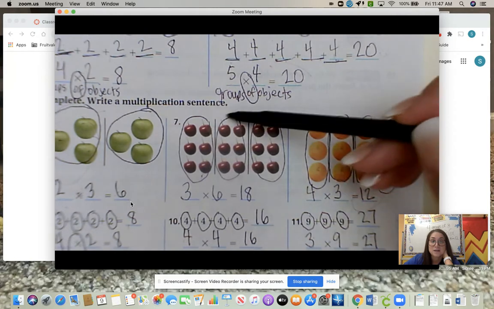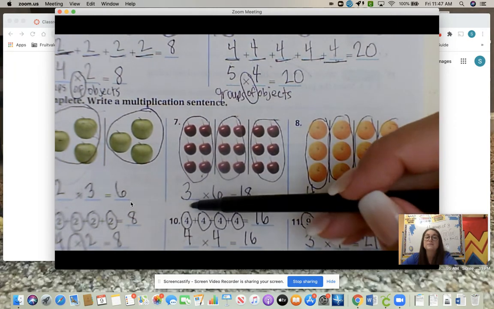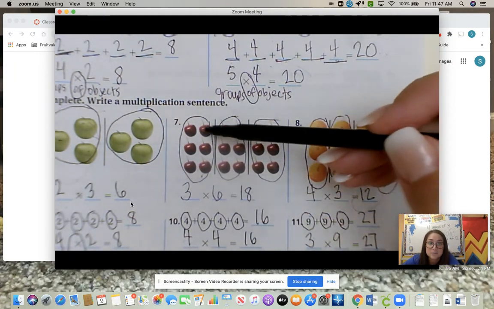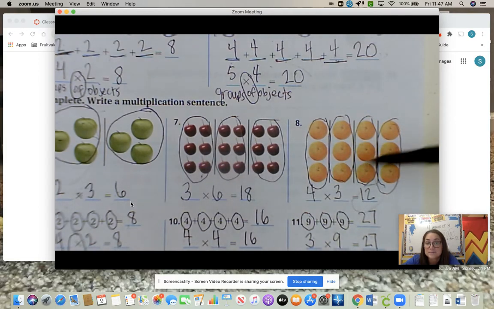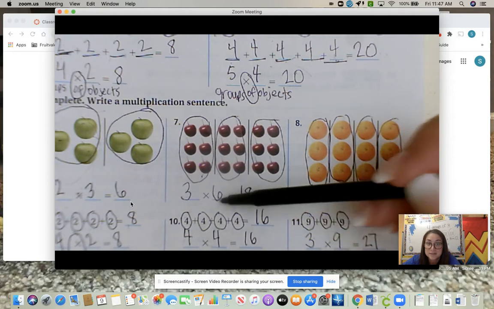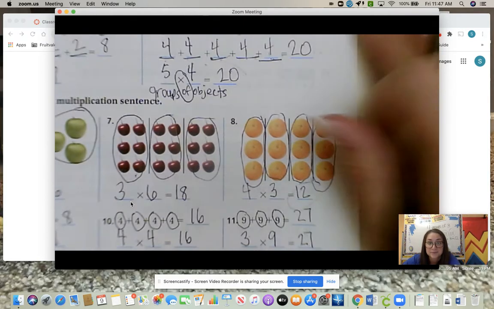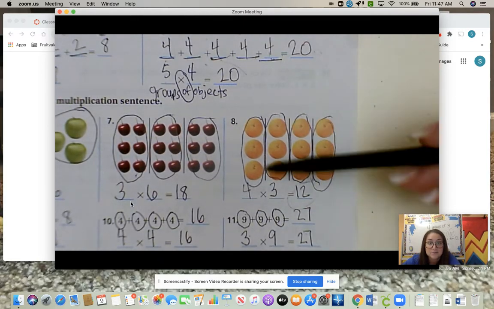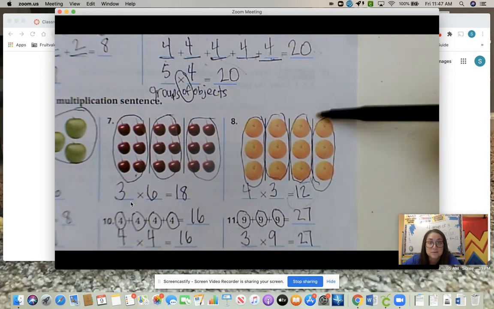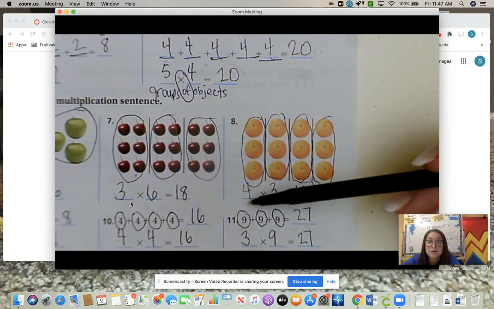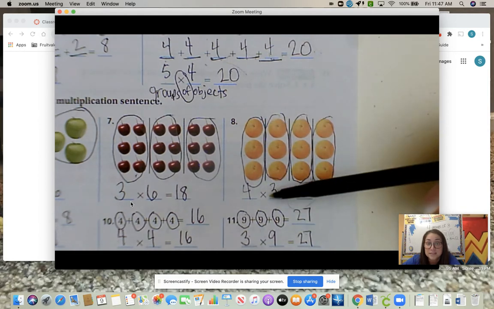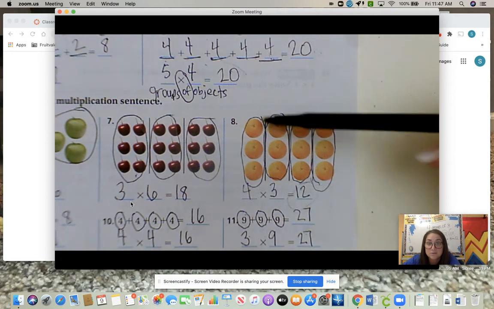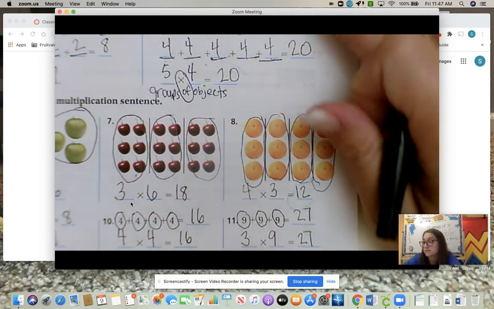We have 1, 2, 3 groups of how many in each group? 1, 2, 3, 4, 5, 6. That equals 18 if you count all the cherries. So 3 times 6 equals 18. And how many groups? 1, 2, 3, 4. 4 groups of how many oranges in each? 1, 2, 3. There are 3 in each group, so 3 objects in each group. 4 times 3 is 12, or you can just count all the oranges.